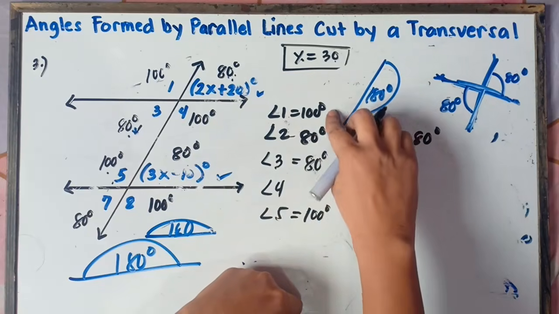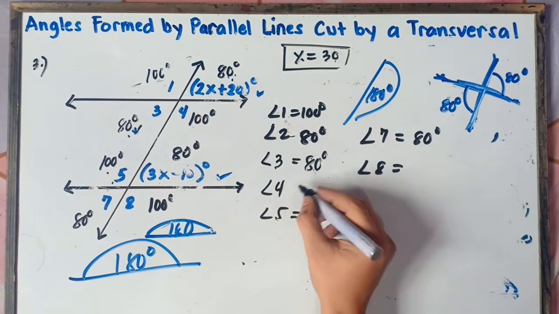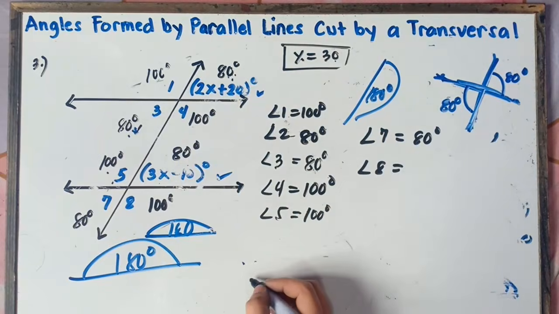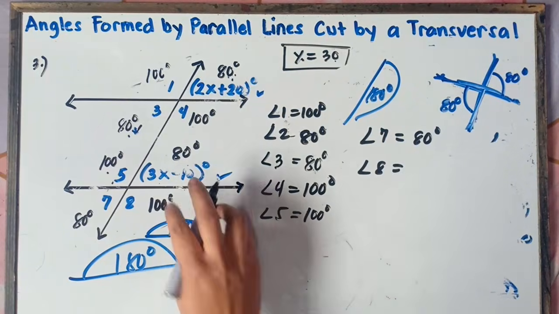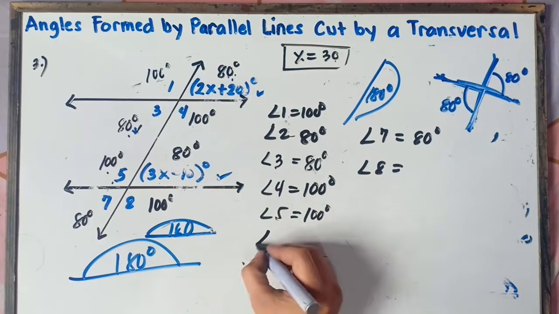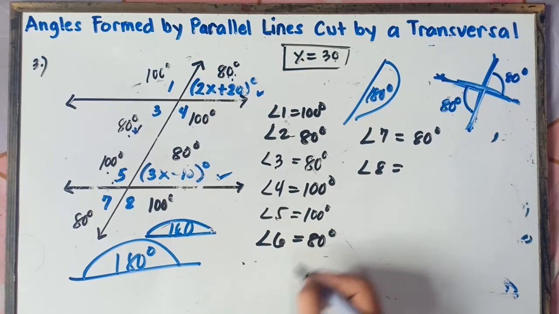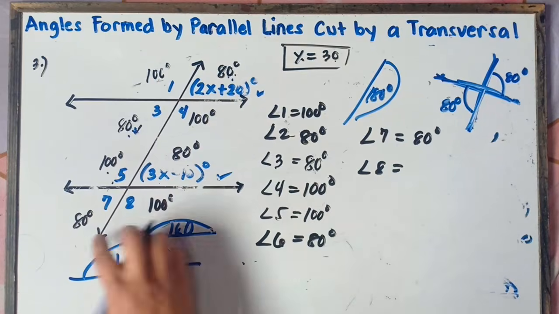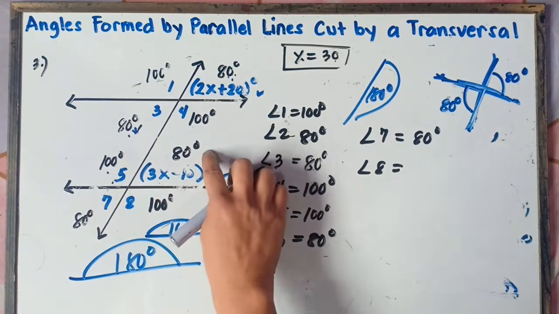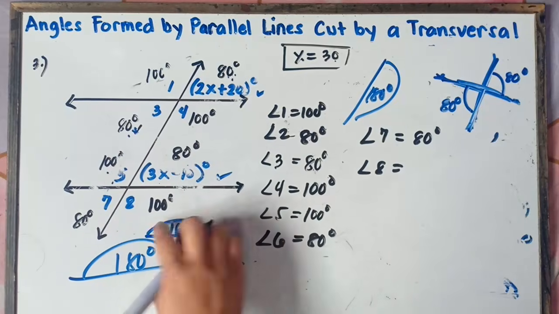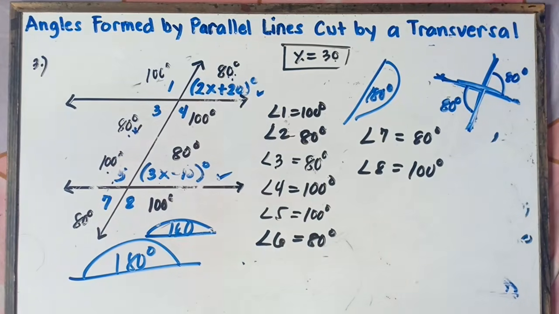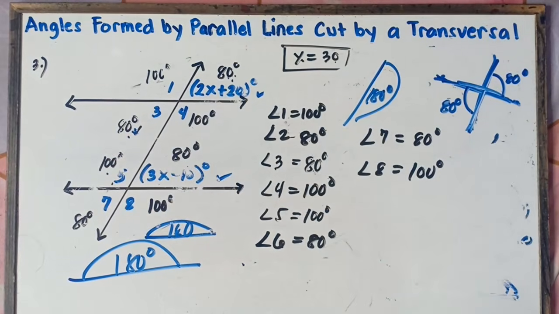Let's assume this is angle 2, alright? Angle 4 is 100 degrees. Angle 5 is 100 degrees. Let's assume this is angle 6. Angle 6 is 80 degrees. Alright, and then angle 7 is 80 degrees. Vertical angles. Angle 8 is 100 degrees. And then we're all set, class. That's it.